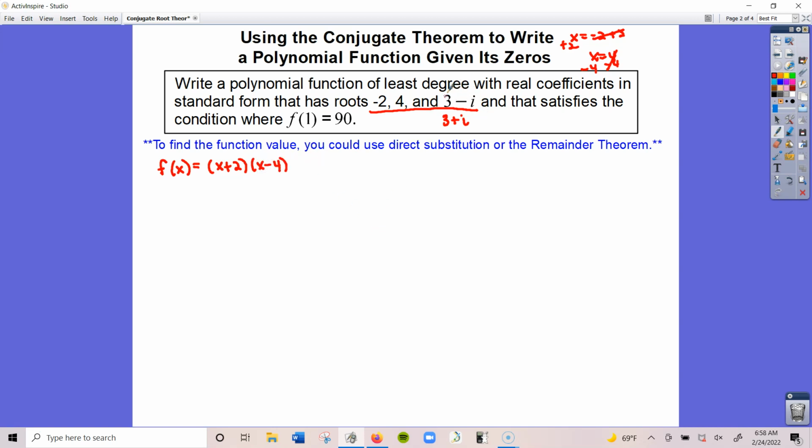Now we're going to do the same thing with our complex numbers here. If x equals 3 minus i, then I would have to subtract the 3 and add the i. So my factor would be x minus 3 plus i. Then for 3 plus i, if x equals 3 plus i, I would have to subtract the 3 and then subtract the i. So I get the factor x minus 3 minus i.